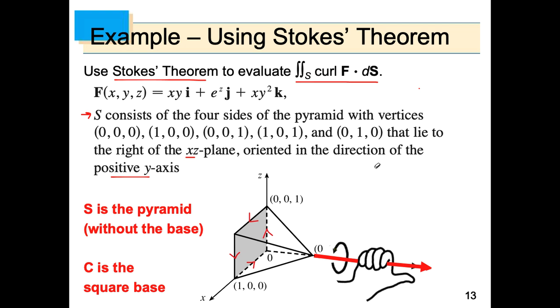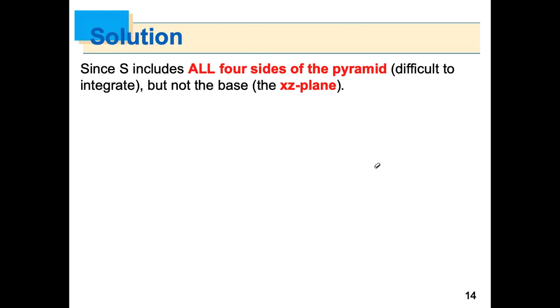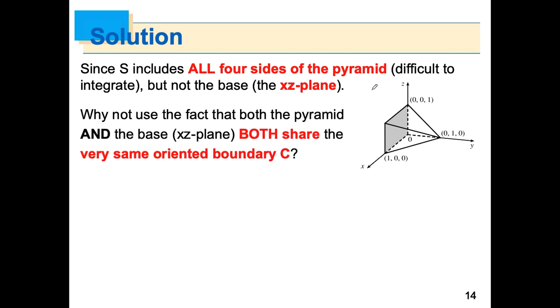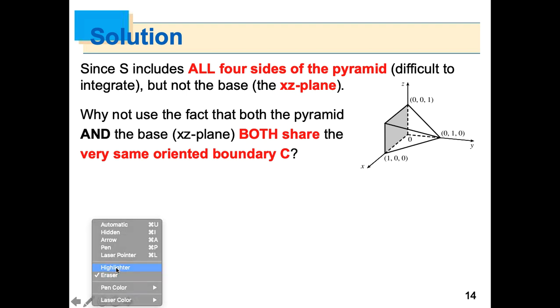So there is a way around this though. Let's figure that out. Since S includes all four sides of the pyramid, it's going to be difficult to integrate. But you'll notice that the base here, we have this other surface, is just a square, right? The XZ plane. So why not use the fact that both the pyramid and the XZ plane both share the same oriented boundary. So I want to point that out. Very important fact here.